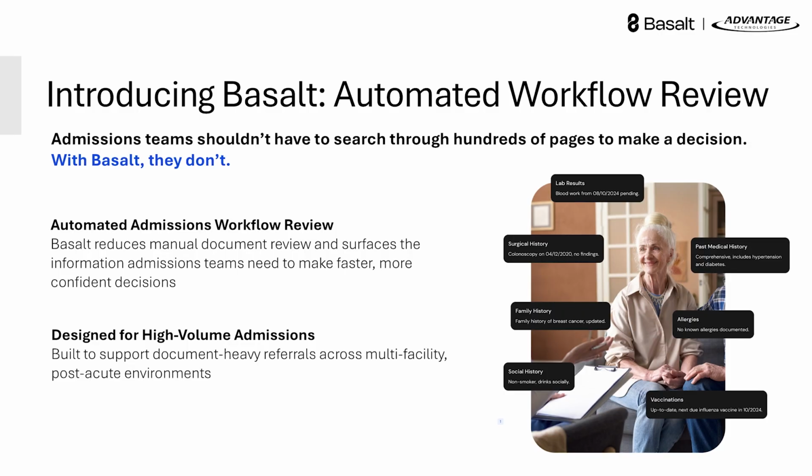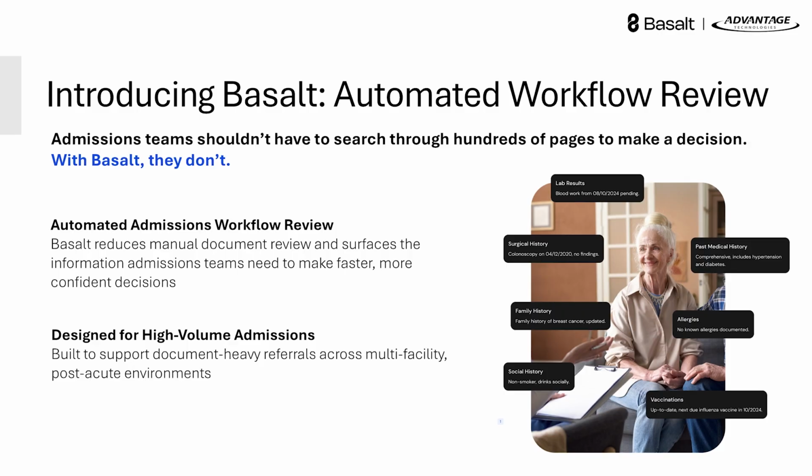So what we do is we review all the patient documents. We surface the information the admission teams need to know to make faster and more confident decisions. We read all 300 pages of the patient document. We compare that against the admission criteria. We can do that for any and all facilities, even where there's variability on a per facility basis. We flag any red, yellow, or green criteria where that patient maybe doesn't meet the facility criteria.